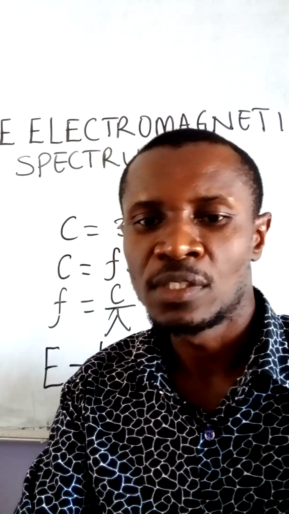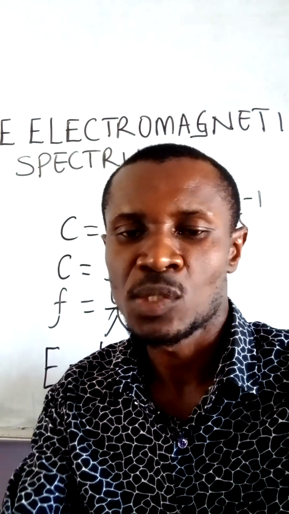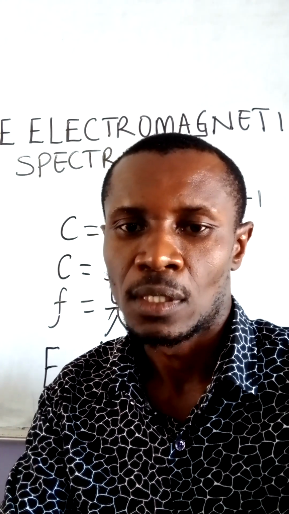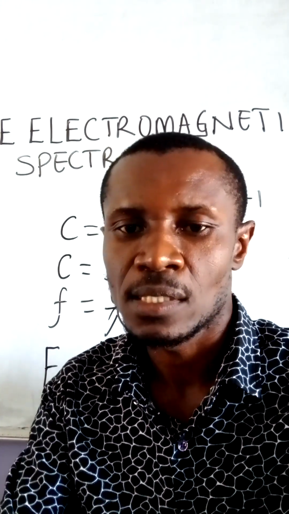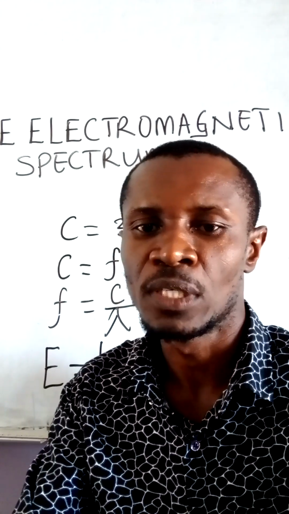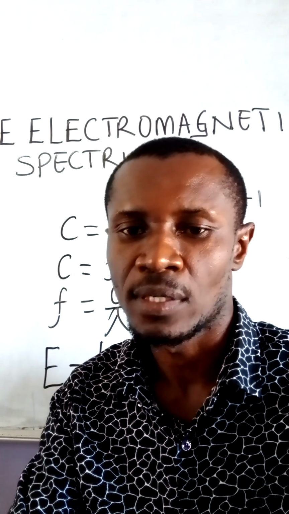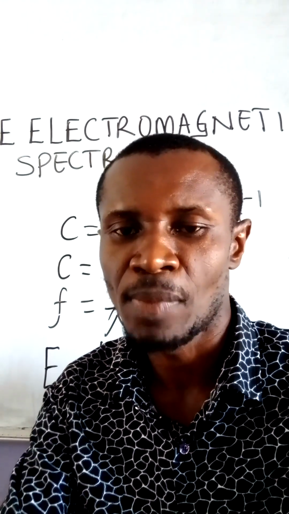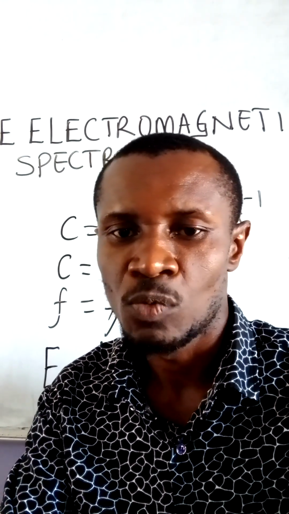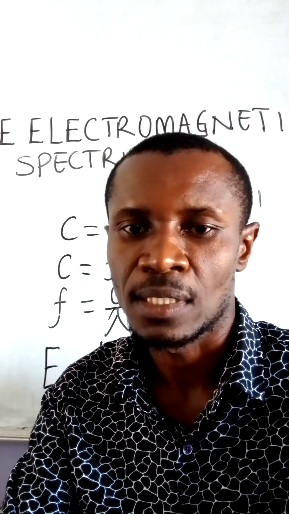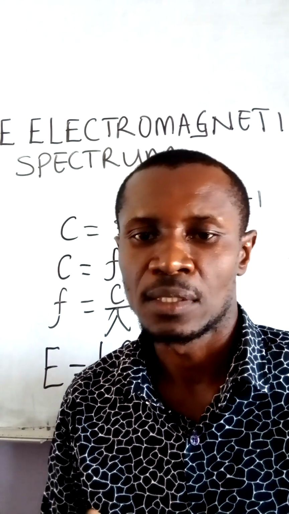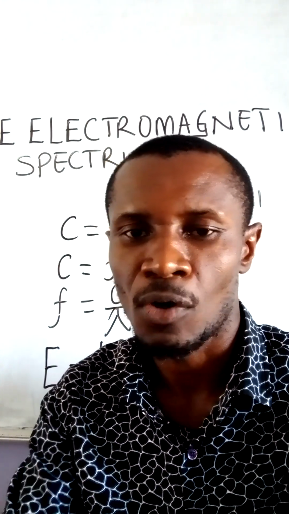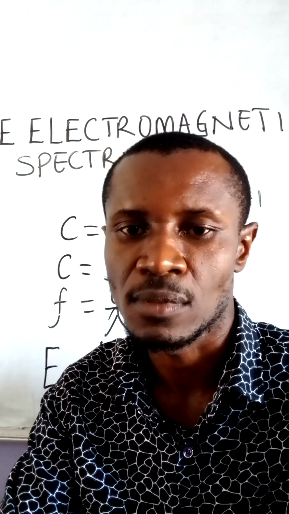Another difference between the electromagnetic waves is their means of detection. The way we detect X-rays is different from the way we detect gamma rays. Another difference is they interact differently with matter. Electromagnetic waves interact differently with matter, and this determines the practical applications of these electromagnetic waves.